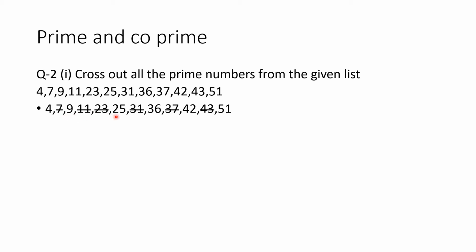23 is prime. 25 is not a prime number. 31 is prime. 36 is not a prime number. 37 is a prime number. Then 42 is not a prime number. And 43 is a prime number. And 51 is not a prime number.